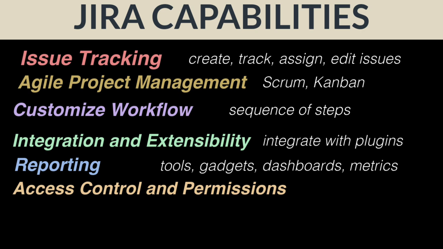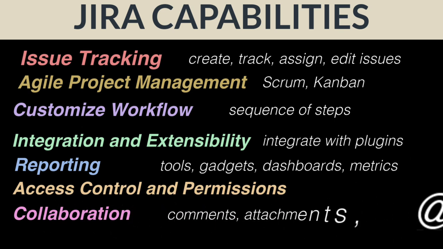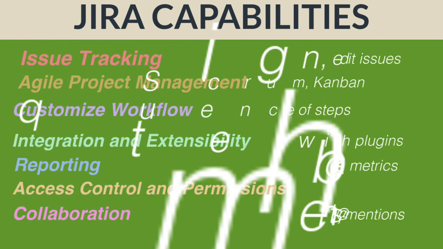Then collaboration features. Jira facilitates team collaboration through features like comments, attachments, mentions, enabling team members to communicate with each other effectively and in a way which is very close to face-to-face communication, but within the context of their tasks and projects. Now, let's move ahead and see the usages of Jira.